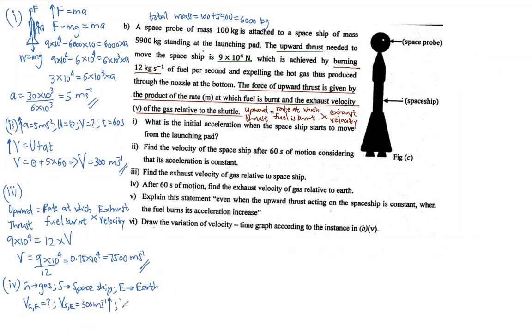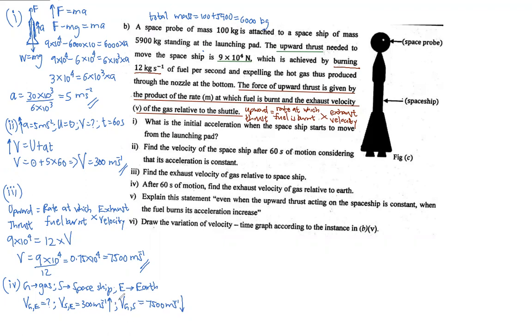Careful, huh? What is the velocity of gas with respect to spaceship? It is this value, 7500. But what is the direction, people? Downwards, no? With respect to spaceship, the gas will get exhausted out downwards. Gas should go down, then only spaceship will go up. So these are the three values, right?